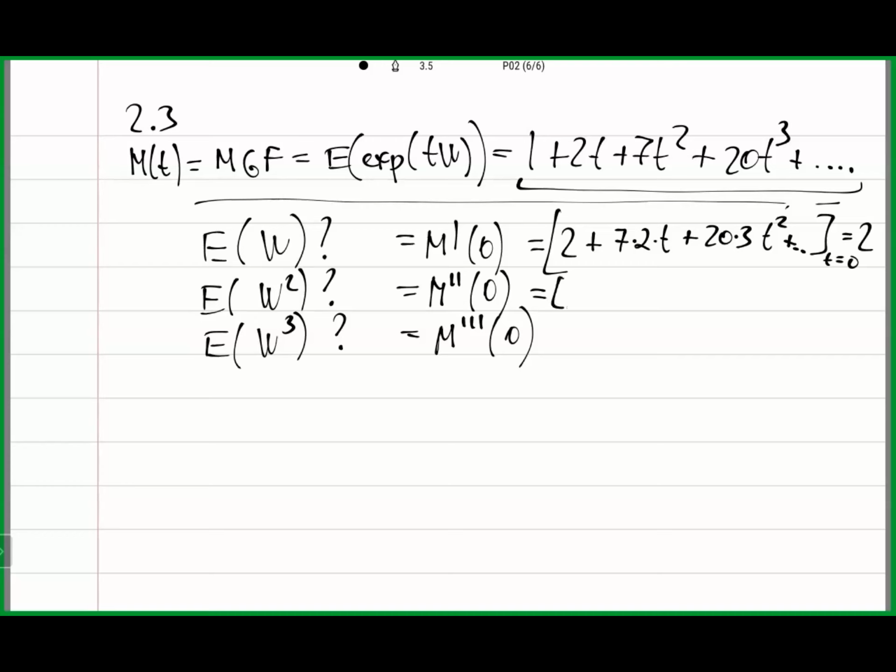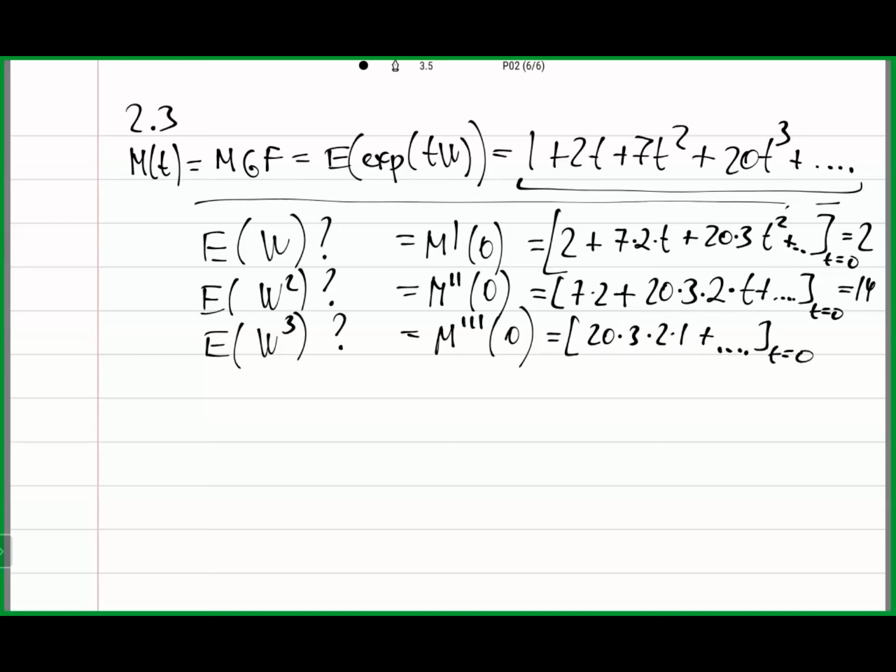If we take one more derivative, 2 will disappear. It will be 7 times 2 plus 20 times 3 times 2 times t plus and so on. And if we evaluate at 0, we will get 14. And if we calculate one more derivative, we'll get 20 times 3 times 2 times 1 plus blah, blah, blah.